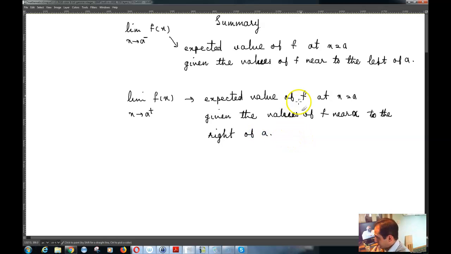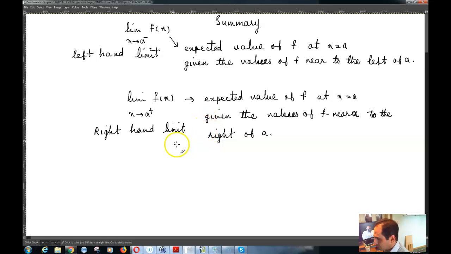This value is called the left hand limit. This value is called the right hand limit. Now, if the right hand limit and the left hand limit coincide, we call that common value the limit of f of x at x is equal to a.